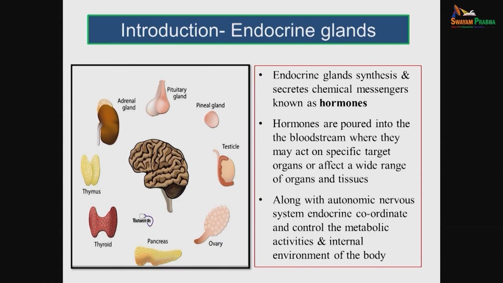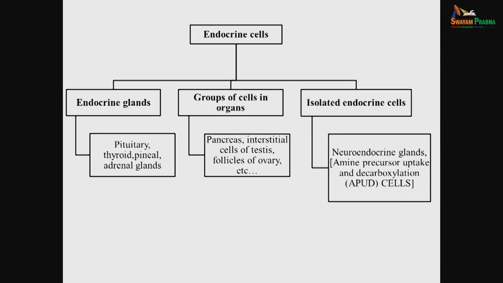The endocrine glands synthesize and secrete chemical messengers known as hormones. Hormones are poured into the bloodstream where they may act on specific target organs or affect a wide range of organs and tissues. Along with the autonomic nervous system, the endocrine system coordinates and controls the metabolic activities and internal environment of the body. The endocrine cells may be present as a whole gland.